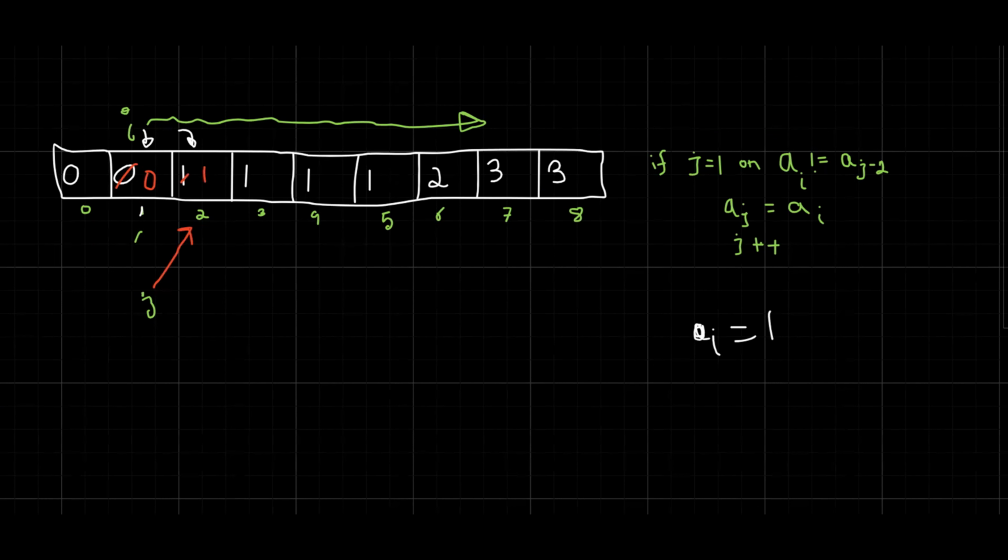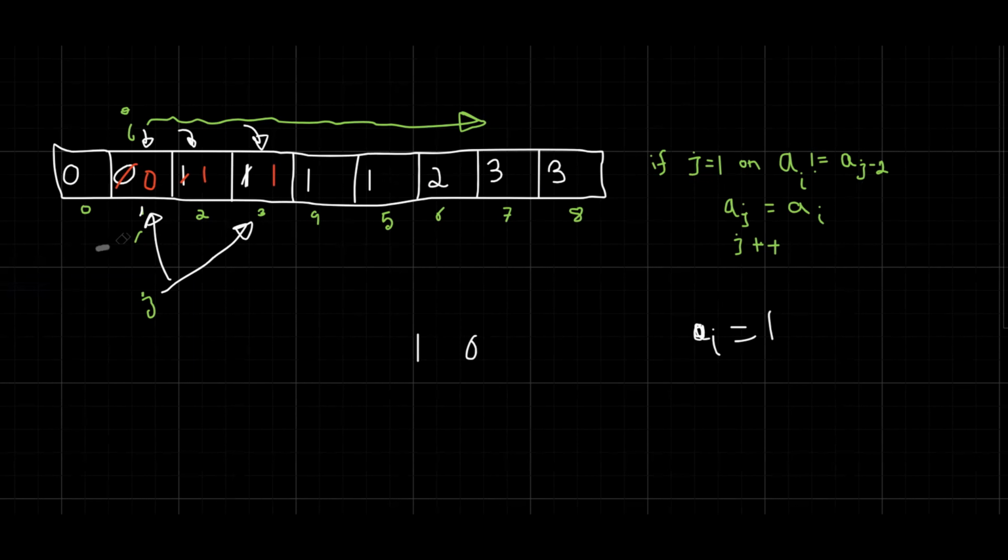Now similarly, if our I is pointing to this element, before that, as we have assigned 1 here, we have to upgrade our j pointer. Now our j will be pointing to this element. So here we can see that the value a of I is 1, and the value a of j minus 2 is this, which is 0. So 1 and 0, both of them are not equal. So here we have to assign 1 here.